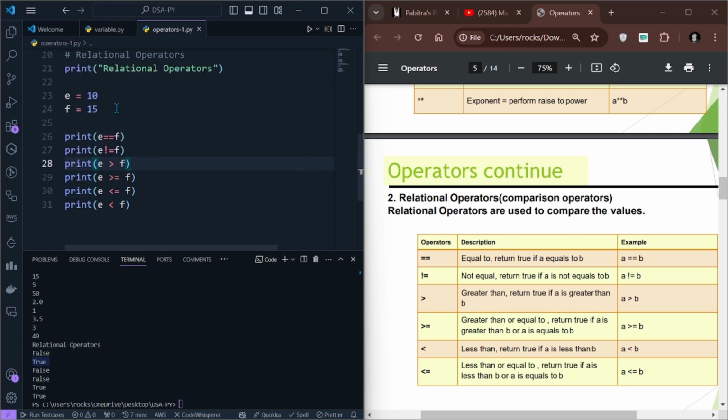And then we have e is less than or equal to f. Yes, it is, because 10 is less than 15, so it's returning true. And as I have already said, e is less than or equal to f, that means 10 is less than or equal to 15, so that's true as well.